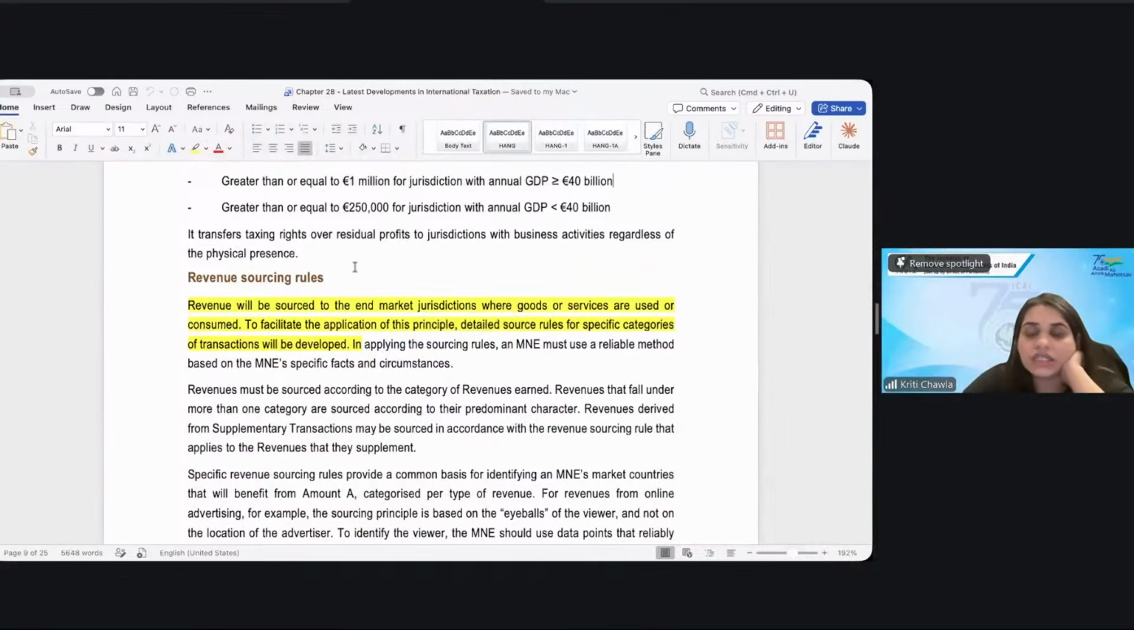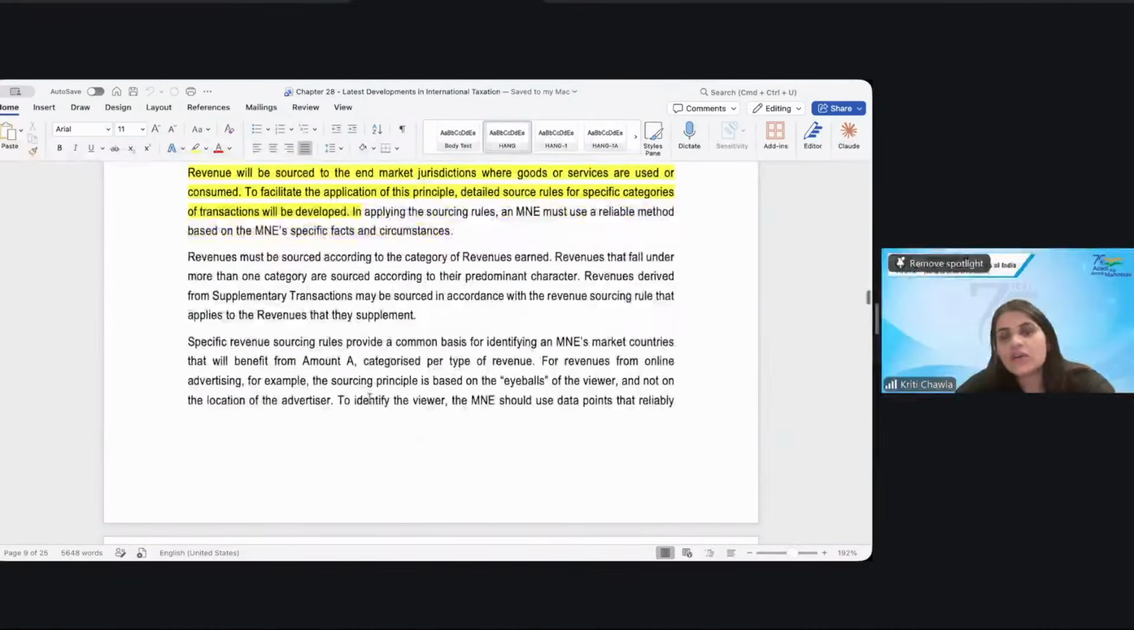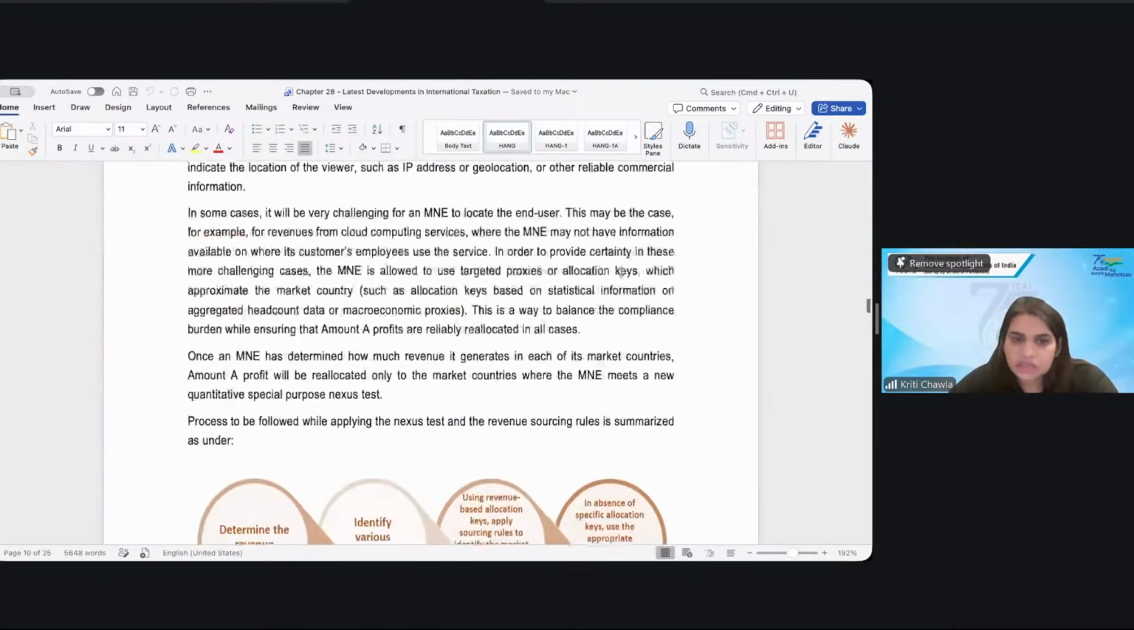Now, what are these revenue sourcing rules? It basically means that revenue will be sourced to the end market jurisdiction where goods or services are used or consumed. And to facilitate the application of this principle, detailed source rules for specific categories will be developed. Now, in applying these rules, they will use a reliable method, and it is going to be based on the particular multinational company's facts and circumstances.